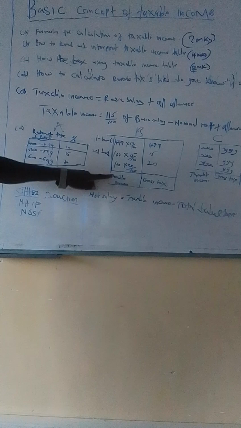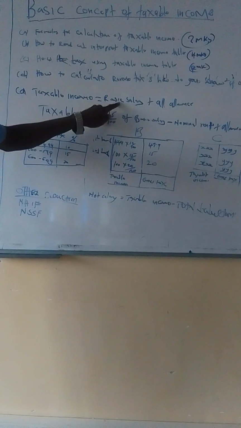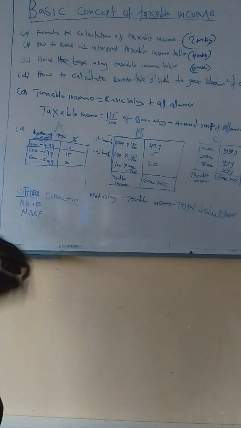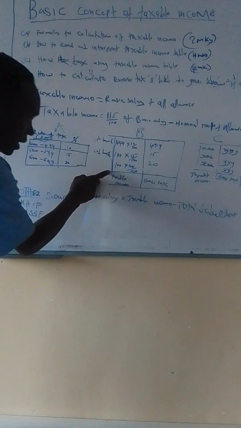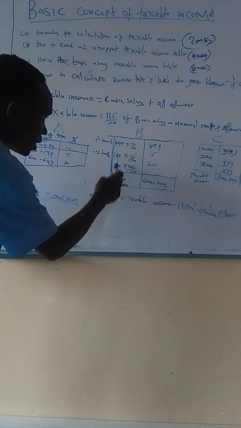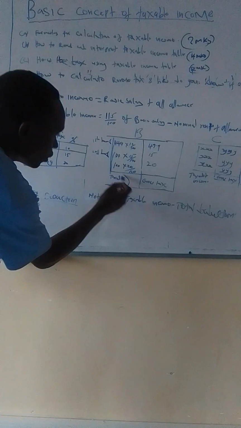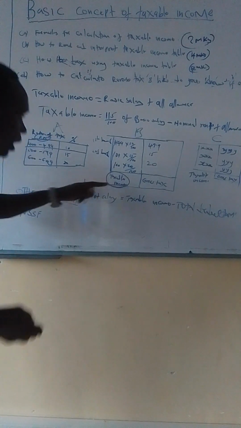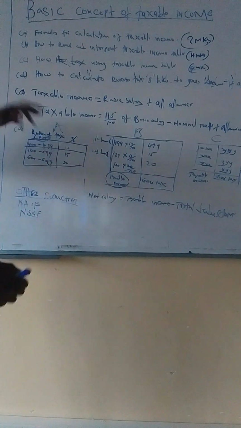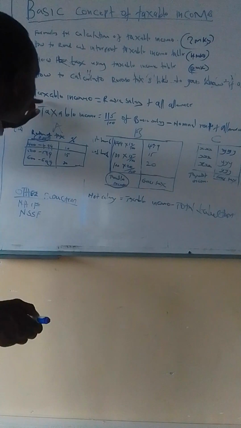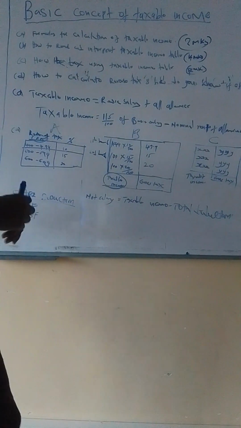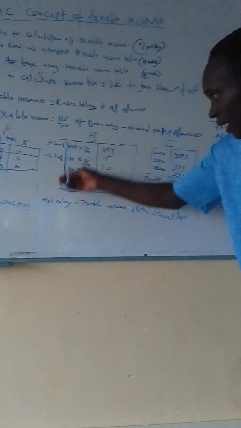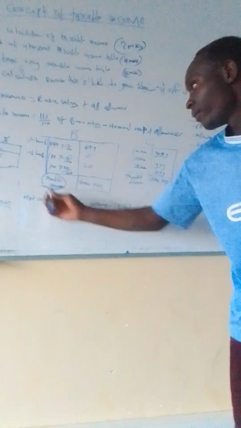You can see for this case, taxable income is equal to basic salary plus all allowances. So if you have gone wrong in your question, you can still add this one and this one and this one, so you will obtain your taxable income. If it is not in line with what you obtain here, using your formula taxable income is equal to basic salary plus all allowance, then you know that you have failed this question. So for this part, you add this one, you obtain taxable income.